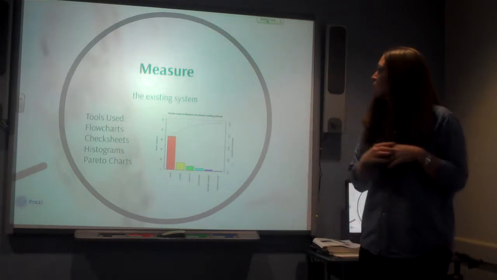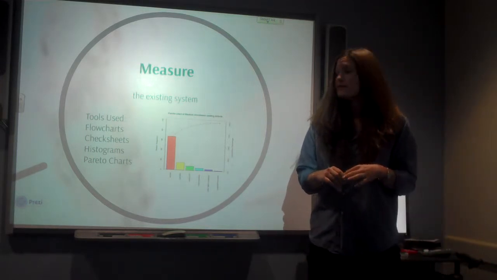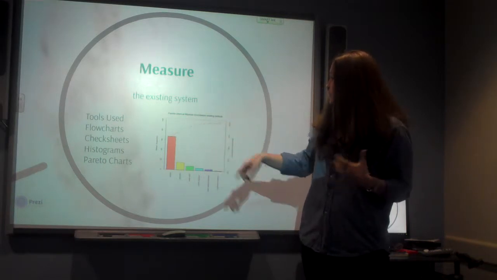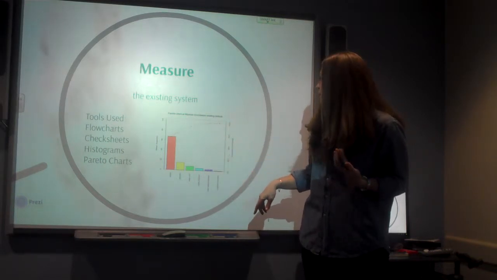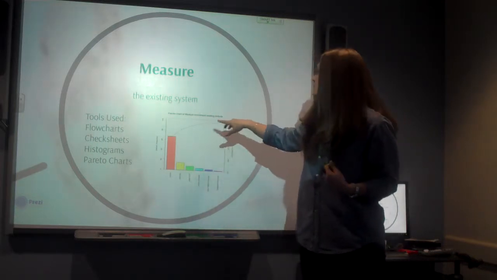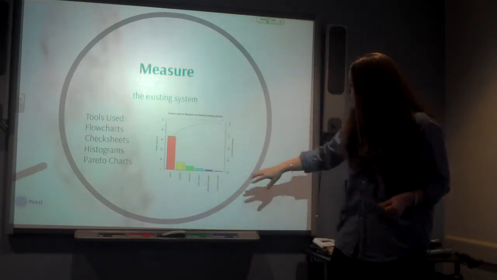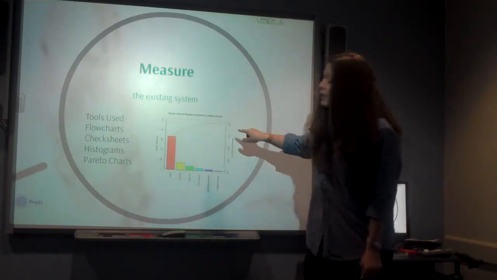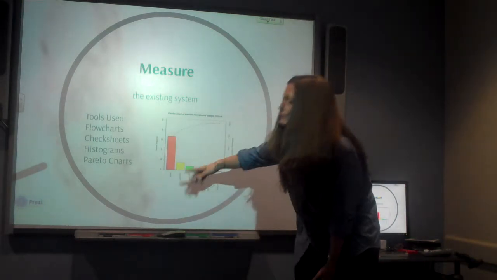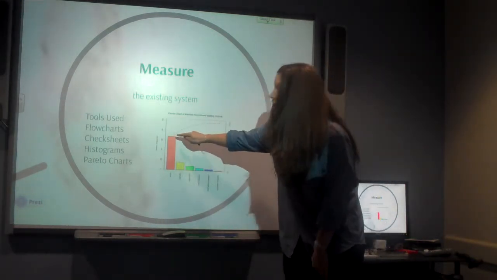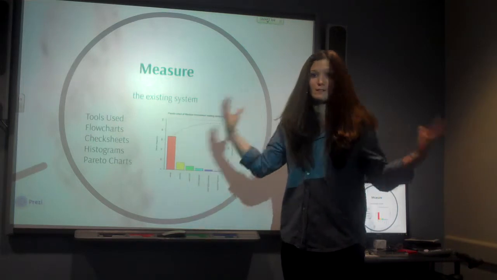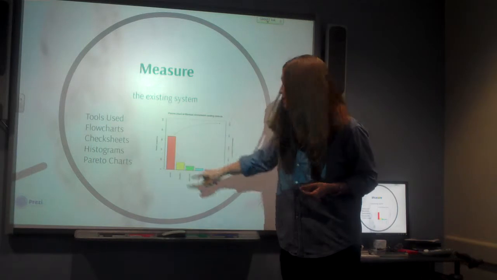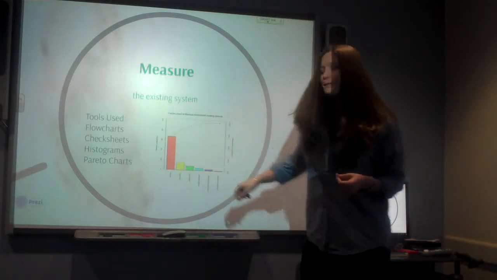The second step using this tool is to measure the existing system. You can use flowcharts, check sheets, histograms, or Pareto charts. This is something about defects in titanium. And you can see here the Pareto chart. This shows you how many there were, and this is the percentage going up. So basically, if you fix this first problem, whatever it is, you'll fix over 60% of the problem in general. So you want to tackle this one first rather than going for this little problem down here.